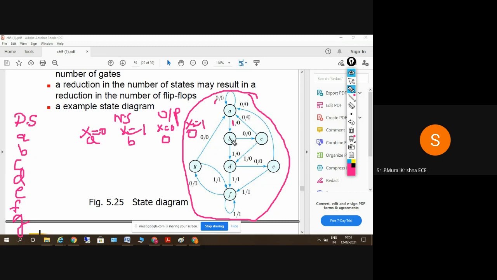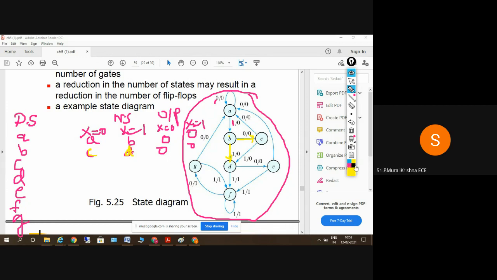For the state B, we'll check the value. When 0 is the input, we'll go to state C, and if 1 is the input, it will go to state D. The outputs here are 0, 0. So for B, if 1 it will go to D, and if 0 it will go to C. That is the case we have seen here.